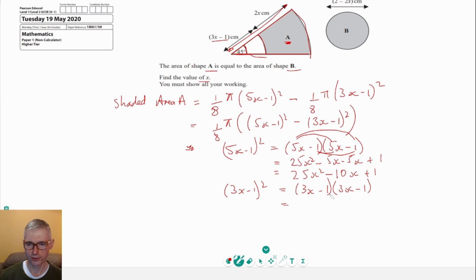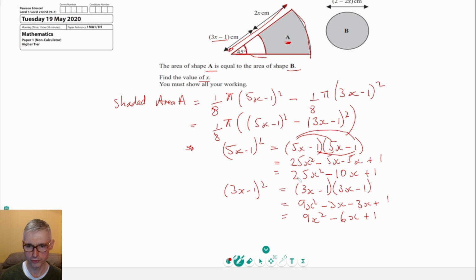And that's going to give us 3x times 3x is actually 9x squared. And then we've got 3x times negative 1, which is negative 3x. Negative 1 times 3x is, again, negative 3x. Negative 1 times negative 1 is plus 1. So if I tidy that up, that's going to give me 9x squared minus 6x plus 1.